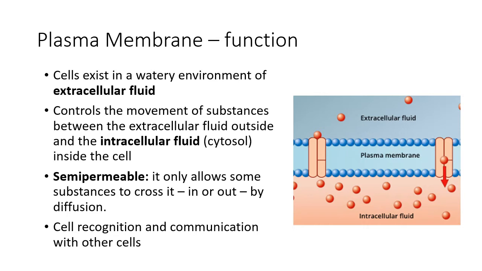The role of the plasma membrane is also in cell recognition, so for the body and cells to recognize other cells and to be able to communicate with other cells. This might be the action of a hormone, for example.